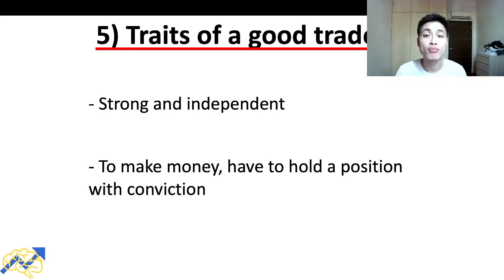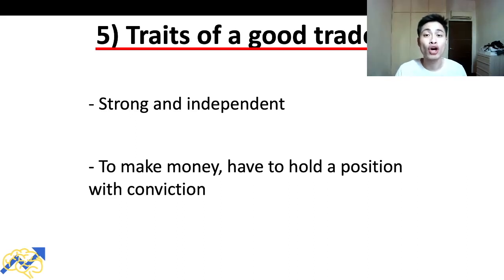The fifth lesson from Bruce Kovner is his thoughts on what makes a good trader. He believes that good traders are strong and independent. Because to make money, we have to hold a position with conviction. If we are not strong and independent, we might be easily influenced by the opinions of others. And when the opinions of others go against our own trade ideas, if we are not strong and independent, we might give up on our own trade ideas. And thus we won't be able to hold our position with conviction.